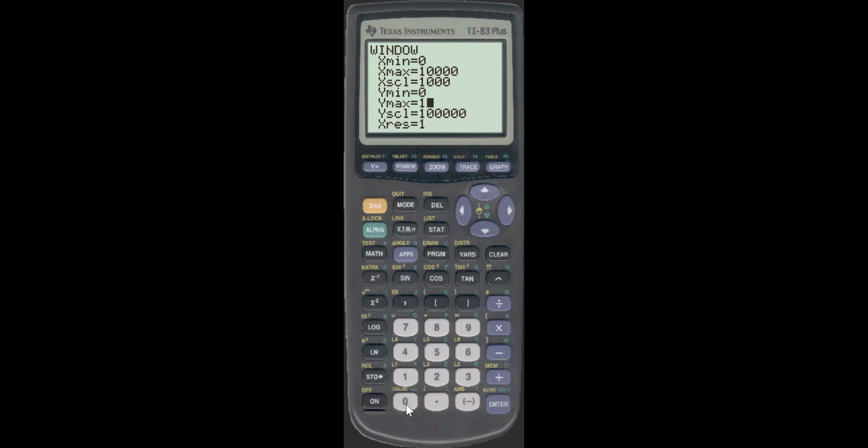So I'm going to go 10,000, 0, and then go 1,000. I like going 10% on my scales, Y scale, X scale, 10%. All right, and then graph. Up. So I went too far out, so I'm going to go back and change my window. I went way too far out. I don't know, 2,000 sounds about right. Okay, that looks better. So now we need to find the max.